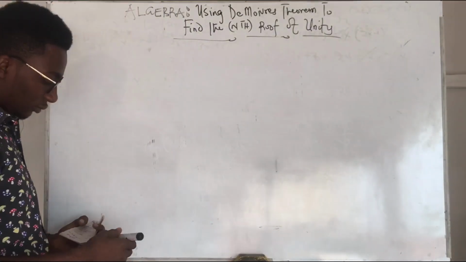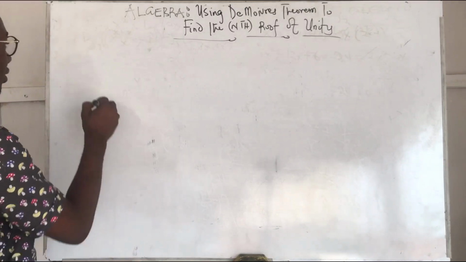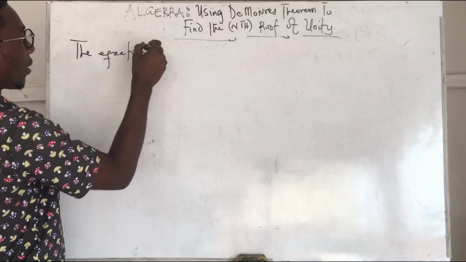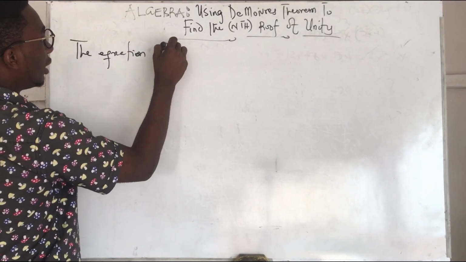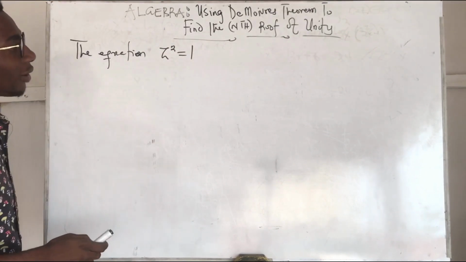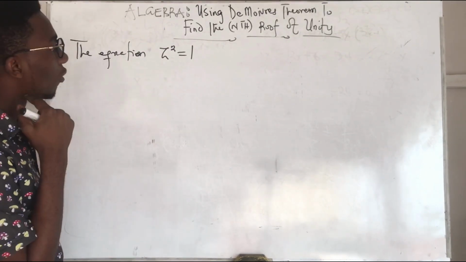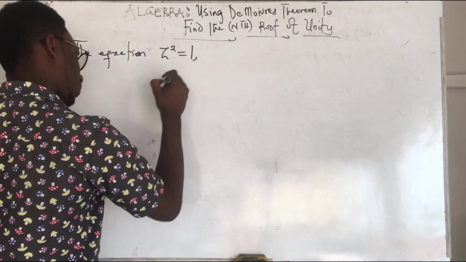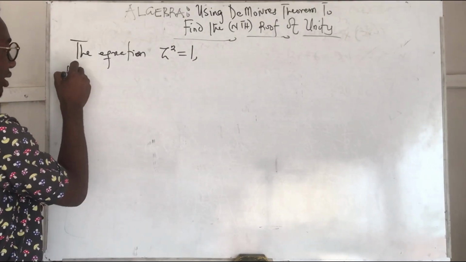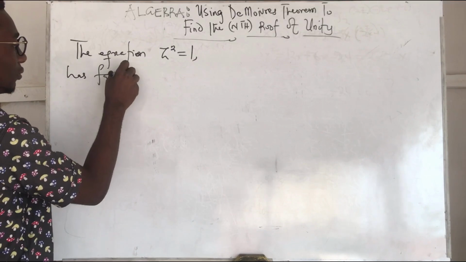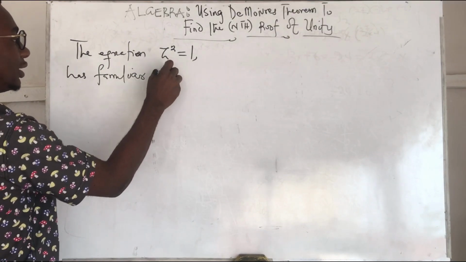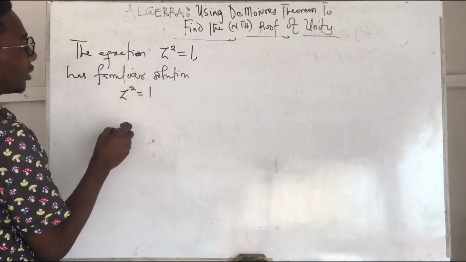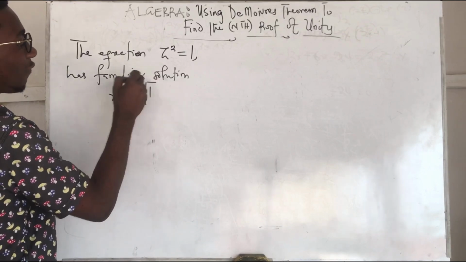All right. So now, what we can look at at this point is when you consider the equation, let's say z squared is equal to 1. And we know that z always represents a complex number with a real part and an imaginary part. This very equation has a familiar solution: if z squared is equal to 1, then we can take the square root of both sides.